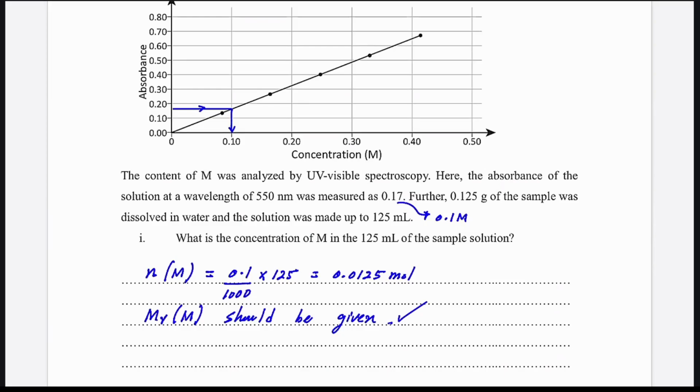But if 0.125 is the mass of M, then the percentage is 100%. That's why the question is worded wrong, right? It's meant to be that. The Mr of M is not given. So some details are not given, so don't worry about that. Give me another question which has 125.